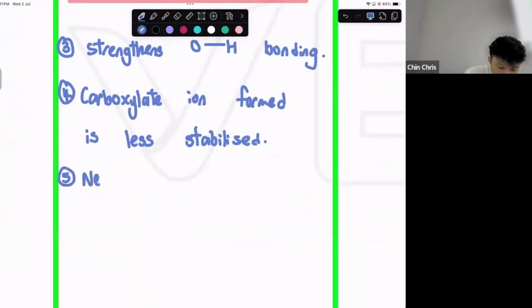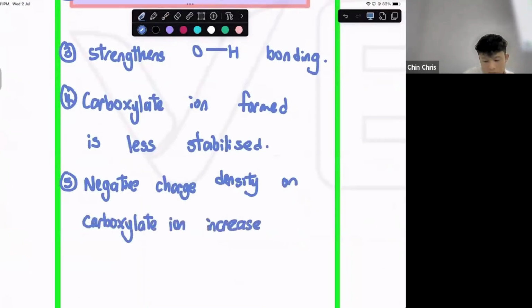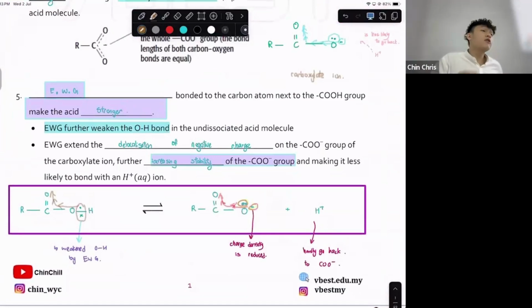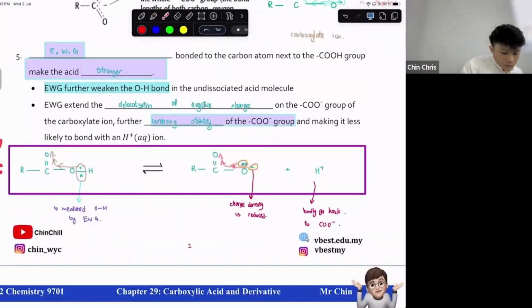So I can mention that the negative charge density on your carboxylate ion increases, right? Also because all the CH groups just push electrons to the next one. All the electrons, they just keep pushing to the next.